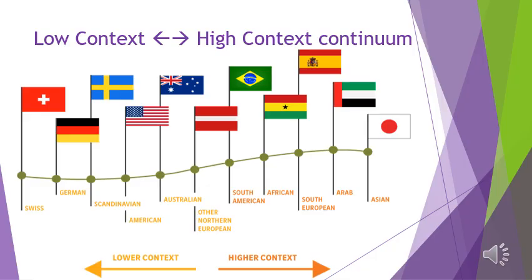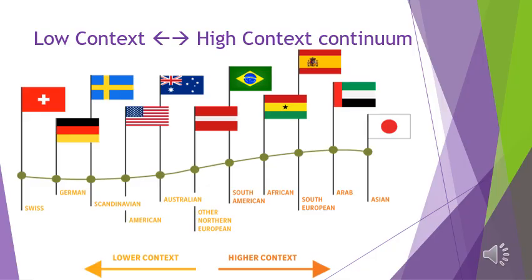On the left-hand side are the lower context communication cultures, the Swiss being at the farthest left, German next, Scandinavian next, and then there's us, American, then you've got Australian. They don't list the UK, so I'm assuming it's going to fall probably next to the other Northern European cultures, right there in the middle, which again, remember my example about the low context, high context problem I encountered when I was there. So this might partially explain that.